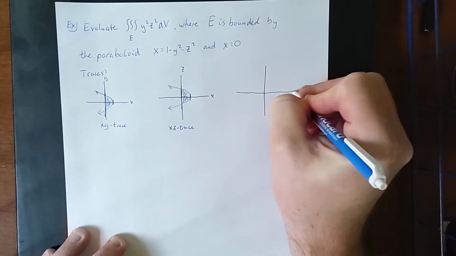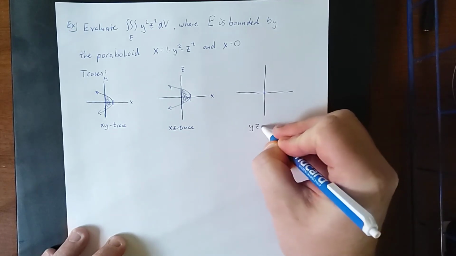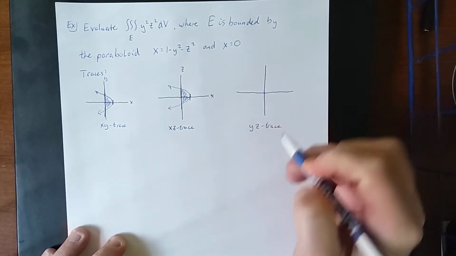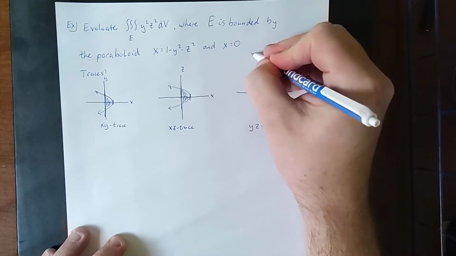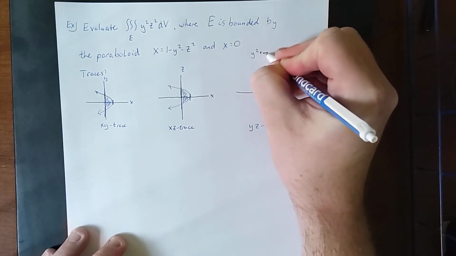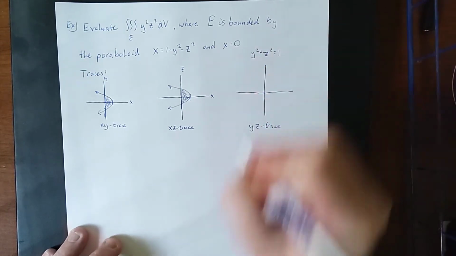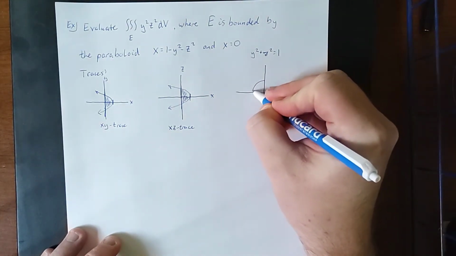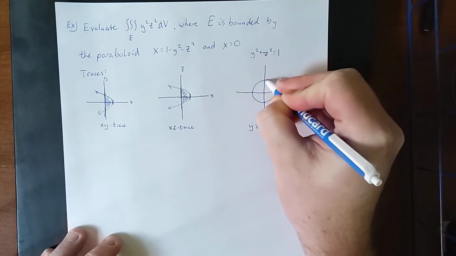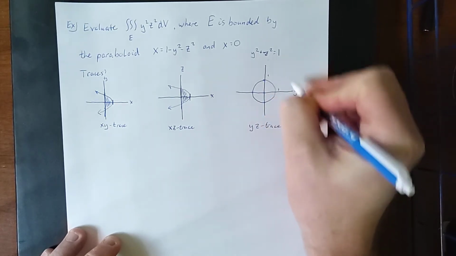However, if we were to consider the yz trace, I would be taking this x equals 0 and plugging it in over here. Solving would give me y squared plus z squared is equal to 1, meaning that the cross-section in the yz plane is going to be a circle of radius 1.